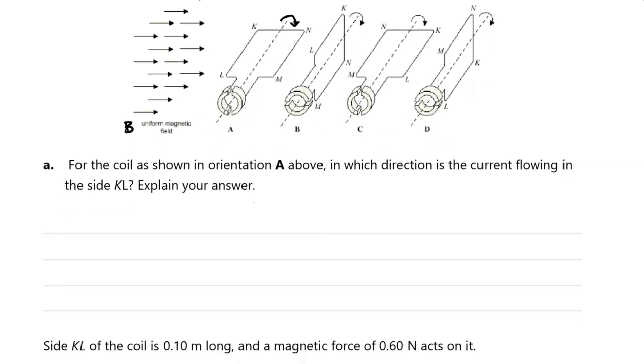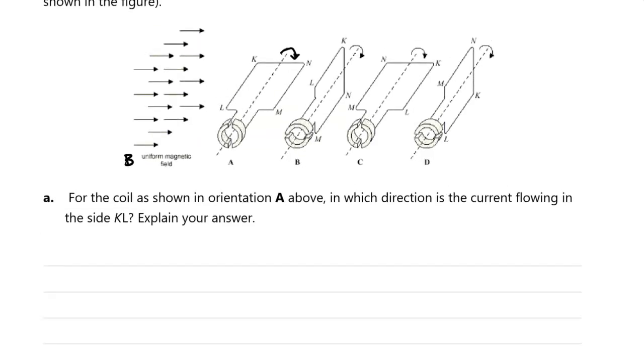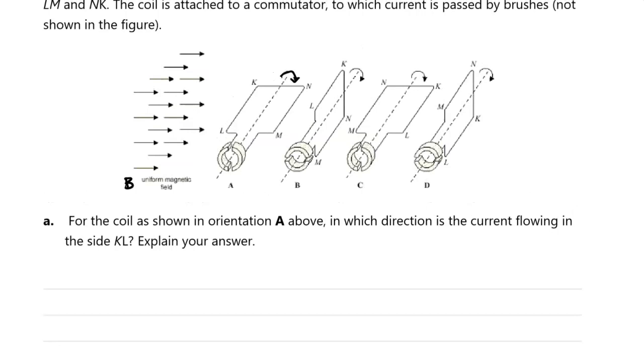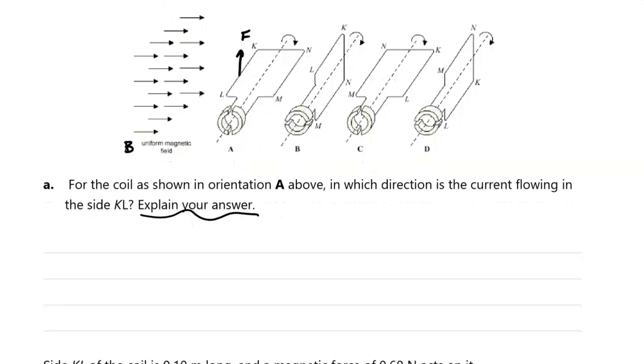So first off, it says, when the coil is shown in position A above, in which direction is the current flowing in the side KL? Okay, so we don't have a direction of the force, but we can see that the motor is rotating in this direction because it's annotated on the diagram. So if we're looking specifically at side KL, in order to achieve that rotation, it must have had a force upwards. Now let's apply our right-hand slap rule. And it says explain your answers. So let's apply the rule and also write down what we're doing.